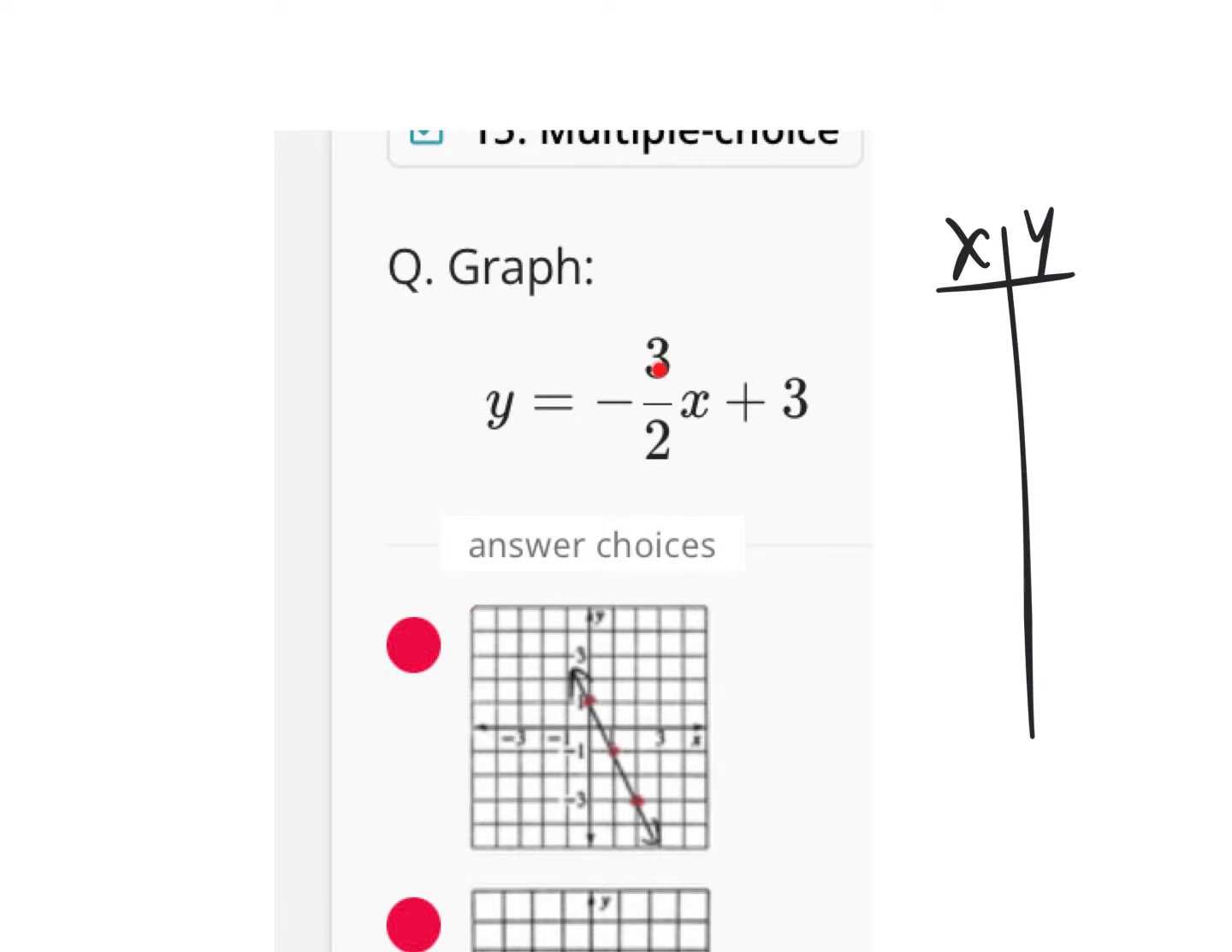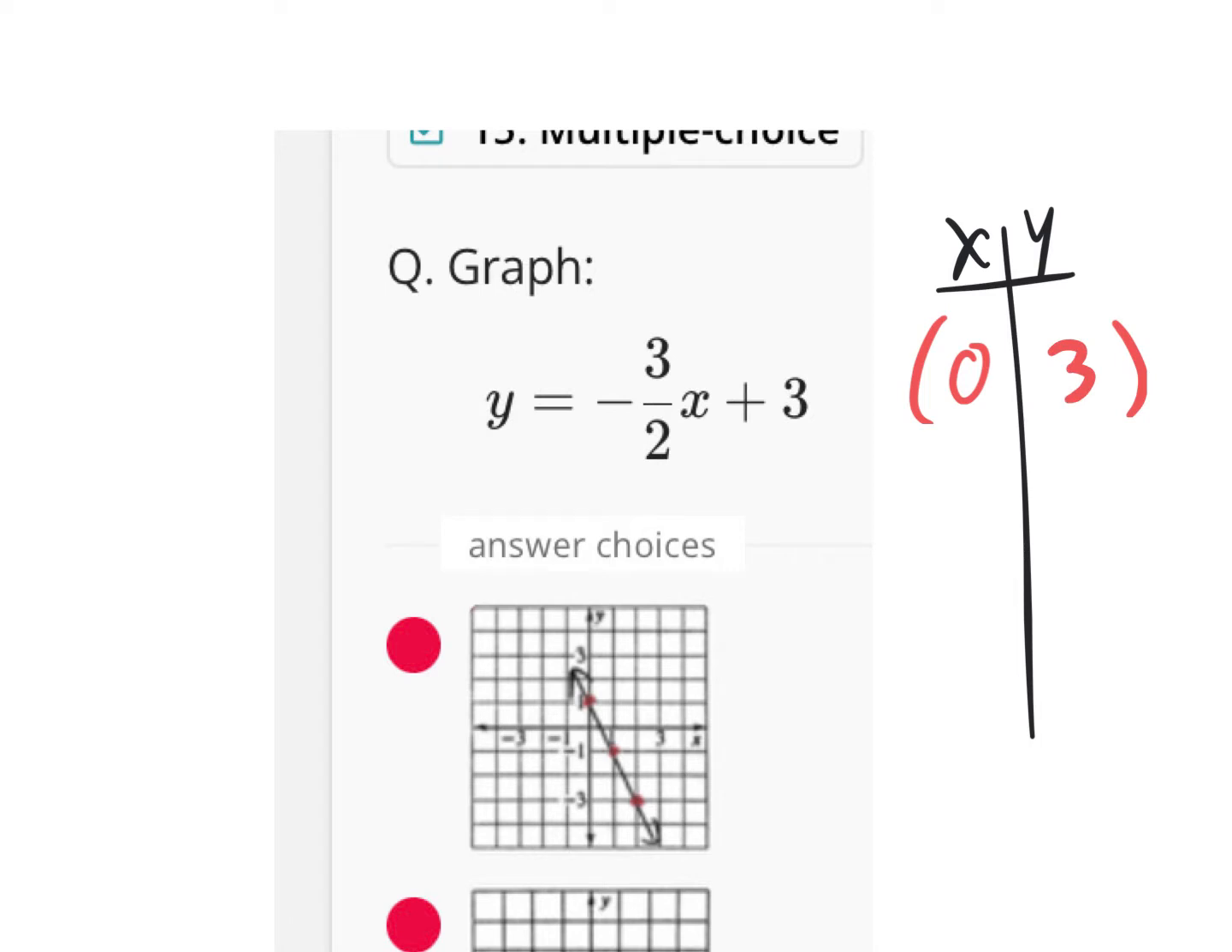But in this case, because we have a fraction in front of x, let's for sure use 0, because when you plug in a 0 right here, anything times 0 is 0. And then 0 plus 3, that will be the output, 3. So 0, 3 is a coordinate.